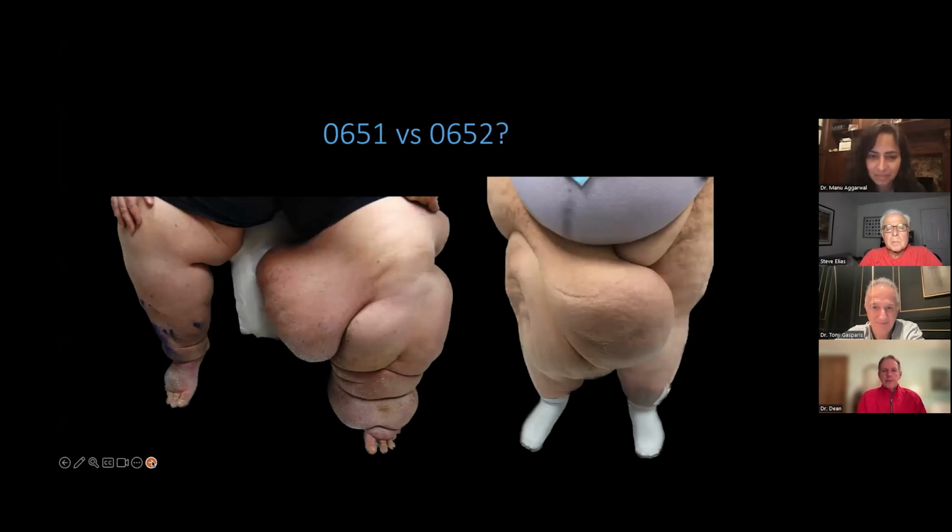All right, 651 or 652. So what do we have here? Two highly illustrative examples of massive localized lymphedema or pseudotumors along the medial thigh. In this case, this is an interesting case. As a whole, your 652 device is a better way to go because you can get extended sleeves with that, because these patients are clearly going to need an extended sleeve.